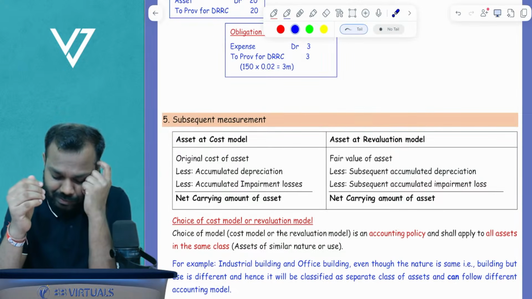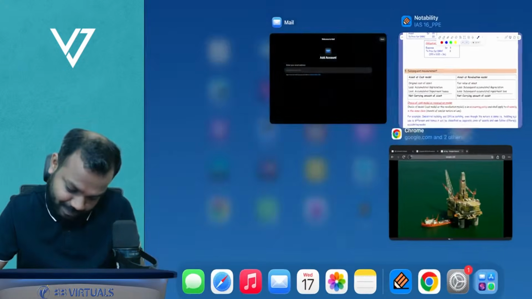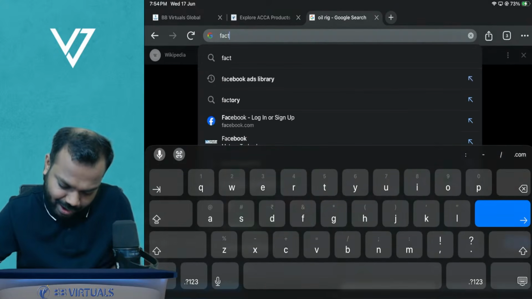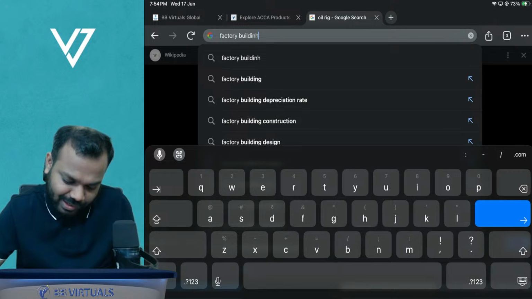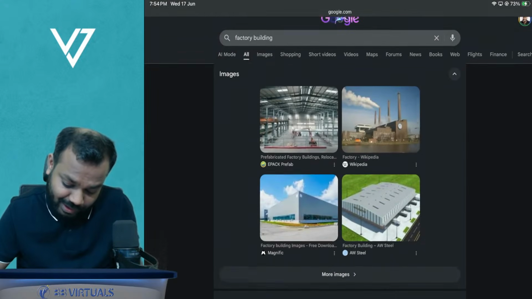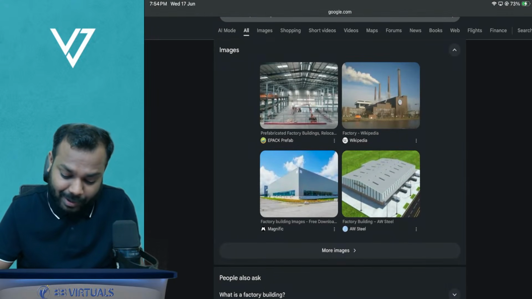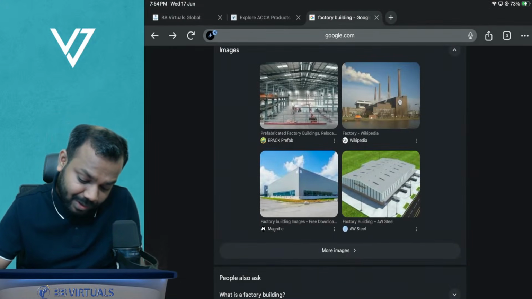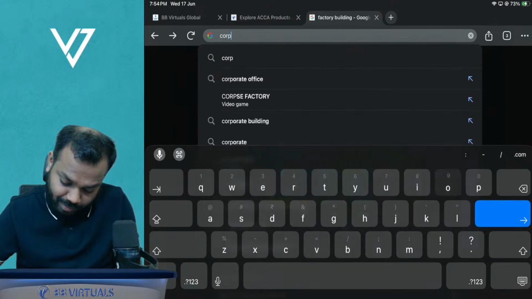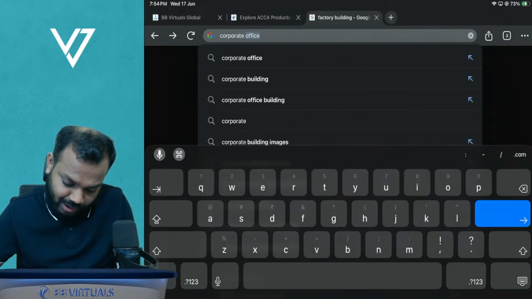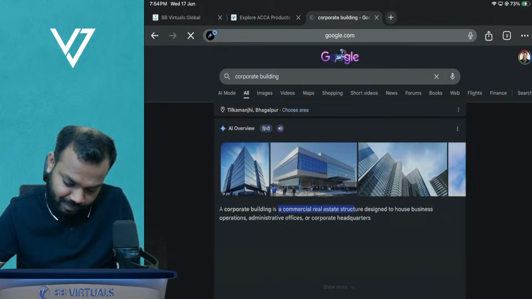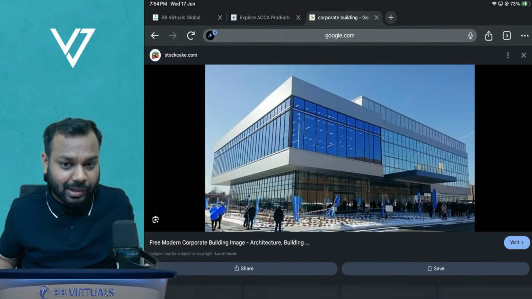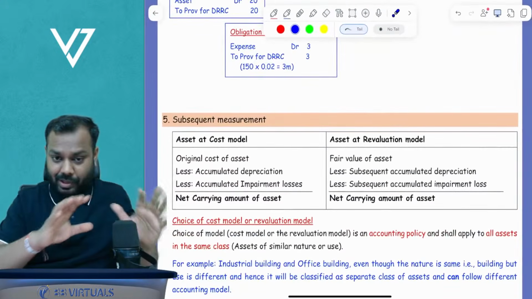Now let me show it to you. Factory buildings are like these. This is called a factory building. Now what is an official building? Corporate office building. These are called corporate buildings. So there is a significant difference.